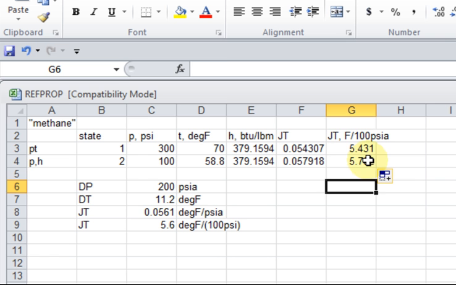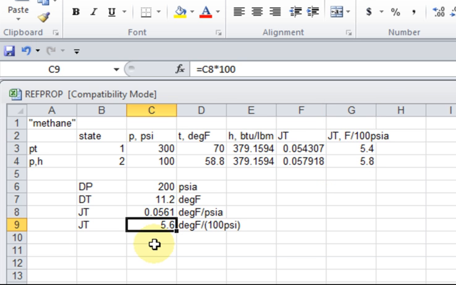So these values of the Joule-Thomson coefficient are pretty close to this value right there. It's actually in between: 5.6 versus 5.4, 5.8. That makes sense? So this quick check with Refprop in Excel confirms what we expected.